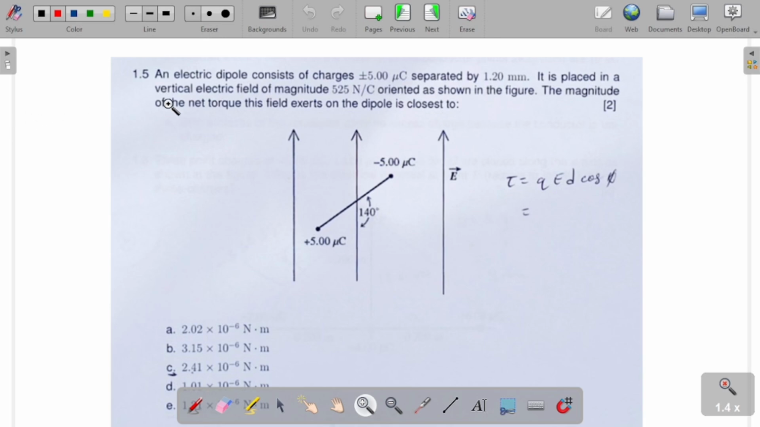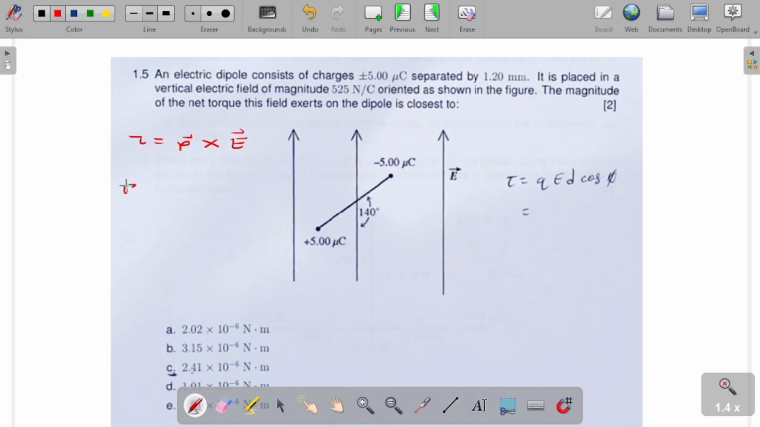Okay, I am back. Now, for this problem, 1.5, it reads as follows. An electric dipole consists of the charge 5 microcoulomb separated by 1.2 millimeters. It is placed in a vertical electrical field of magnitude 525 Newton per coulomb, oriented as shown in the figure. The magnitude of the net torque this field exerts on the dipole is closest to, so we need to find the torque, and the formula for the torque is dipole moment cross the electric field.